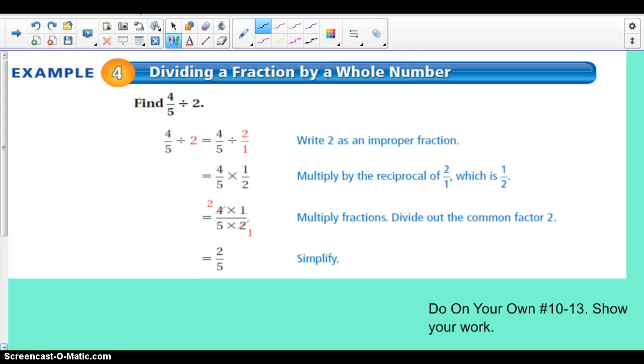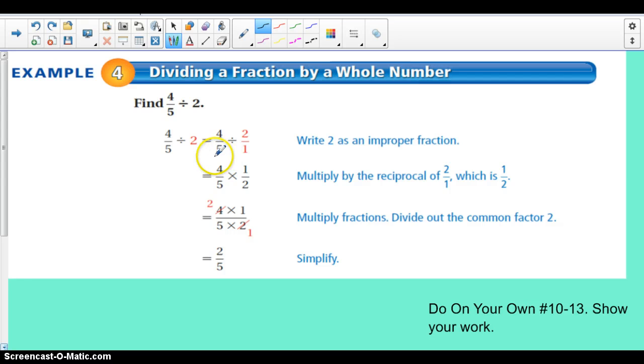All right, dividing a fraction by a whole number, example 4. Basically the same as example 3. In this case though, your fraction is first, then divided by, and your number. Looking at the problem, 4/5 divided by 2. 4/5 stays the same, okay? Divided by, and they just rewrote the problem as 2/1, just like I was showing you in example 3.